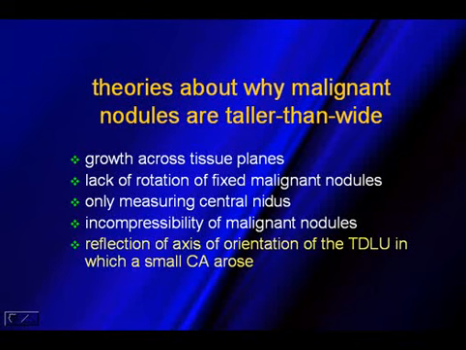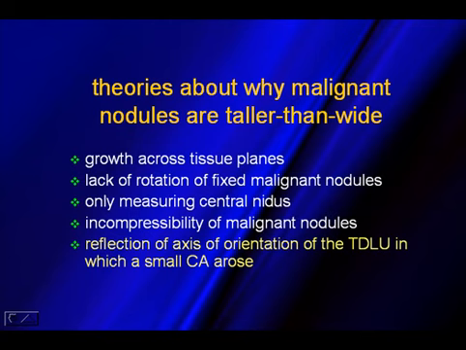Now there's several theories as to why we see malignant nodules taller than wide. I can remember doing breast lectures about 10 years ago and saying, oh, it's the growth of tissue planes. Cancer grows against a tissue plane, benign lesions tend to grow with tissue planes. Some will say it's the lack of rotation within a fixed malignant nodule, or they may say that it's only because we're measuring the central nidus. It may be because of the incompressibility of malignant nodules.